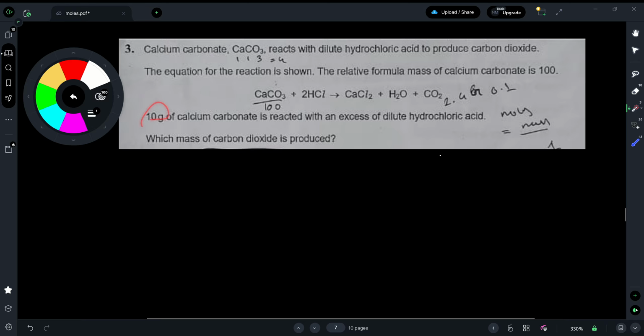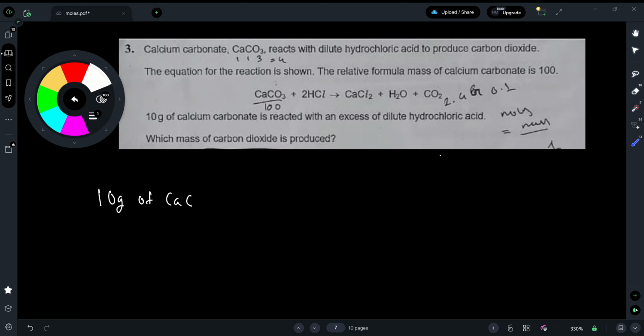And we've been given the mass of calcium carbonate that we have. Since we have the total mass of calcium carbonate, we can find the number of moles. So we have 10 grams of CaCO3, as written here, and we know the relative formula mass. We have to find out carbon dioxide, but first we find the moles of calcium carbonate.